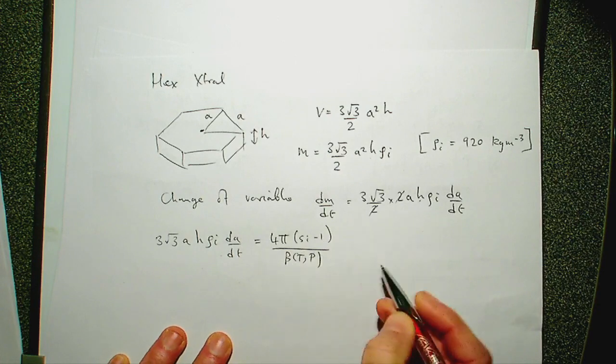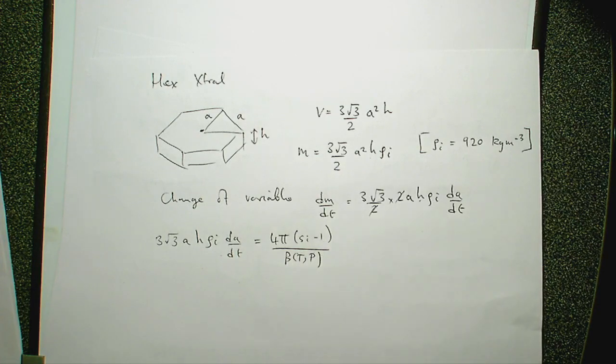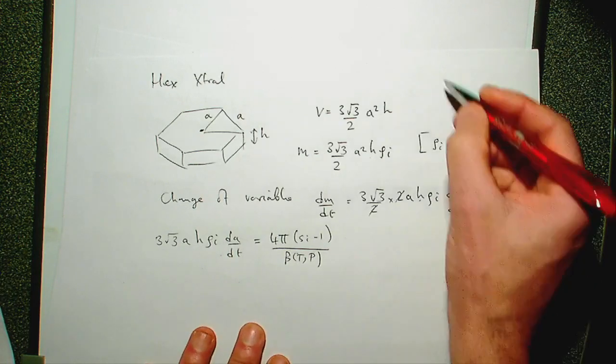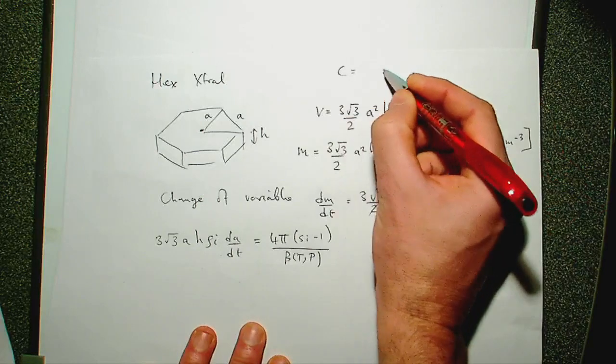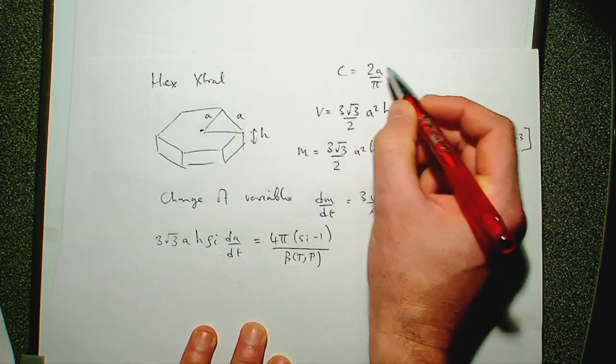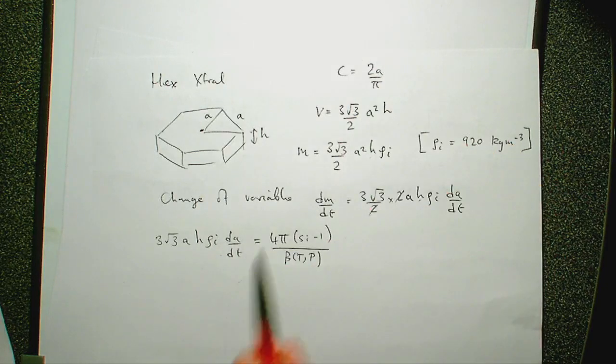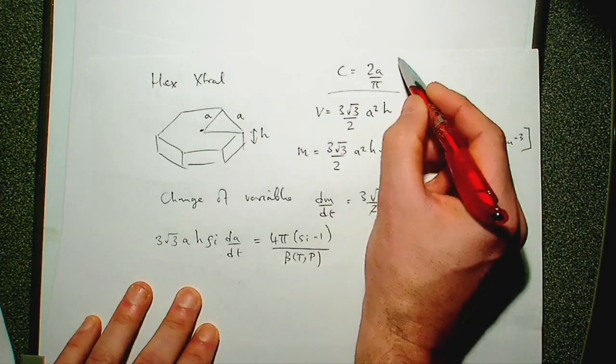And there's a capacitance. Now, the capacitance of a hexagonal prism can be approximated by C equals 2A over pi. Okay, so remember, capacitance is just a geometrical factor.